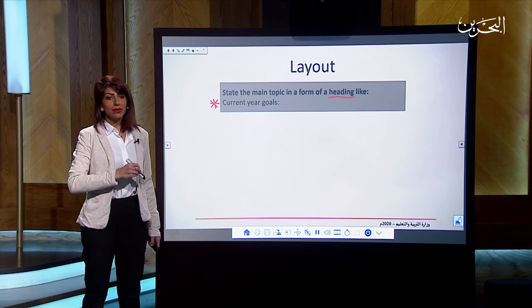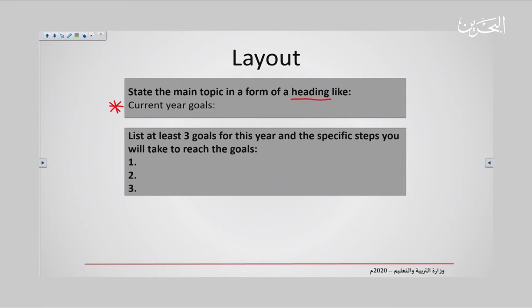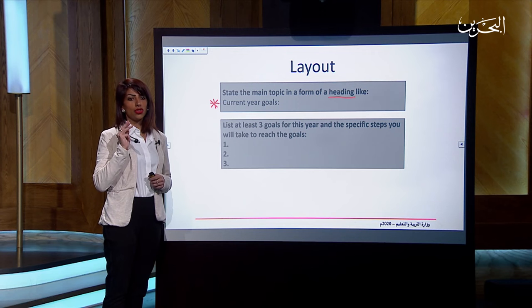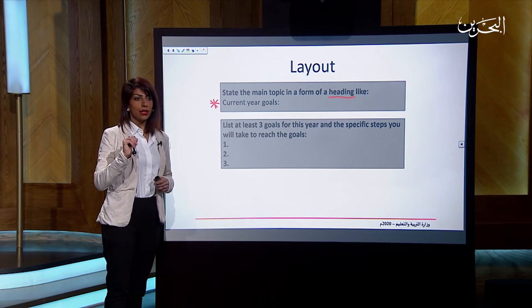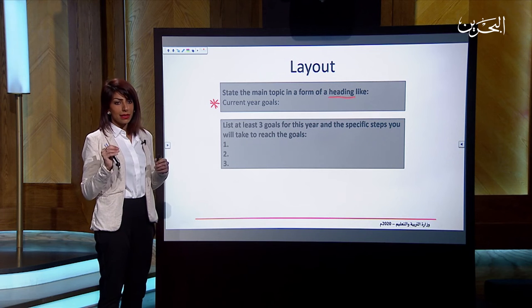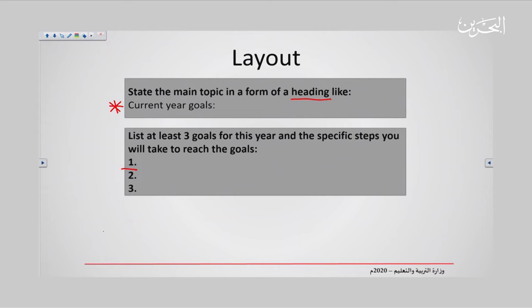You will just write this and you'll start at the second paragraph, which is, you will list at least 3 goals for this year and the specific steps that you're going to take in order to achieve or reach this goal. Pay attention, my dear students. You're going at least to specify 3 short-term goals. You may ask now, is it okay if I mention 4 short-term goals? Yes, you're able to do that, but it shouldn't be less than 3 short-term goals. And you're going to mention number 1, number 2, and number three. You have to list them in three or four points.